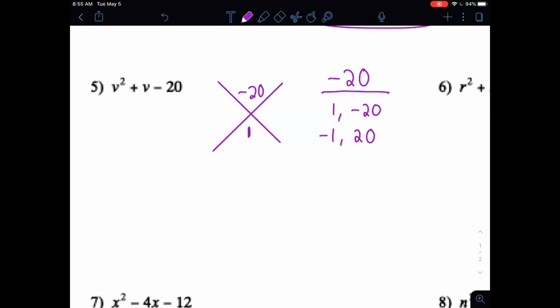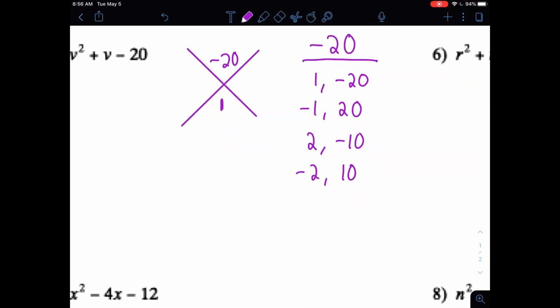Okay, let's use our calculator again. 20 divided by 2 equals 10. So we got 2 and negative 10, or negative 2 and positive 10, because 2 times negative 10 is negative 20, and negative 2 times 10 is also negative 20. Okay, so with a negative c value, remember, you're going to have 2 combinations there.